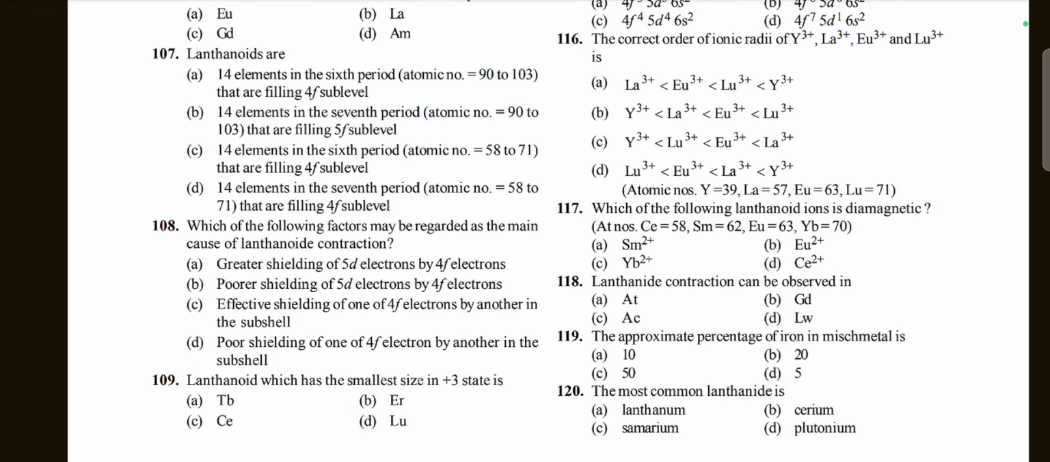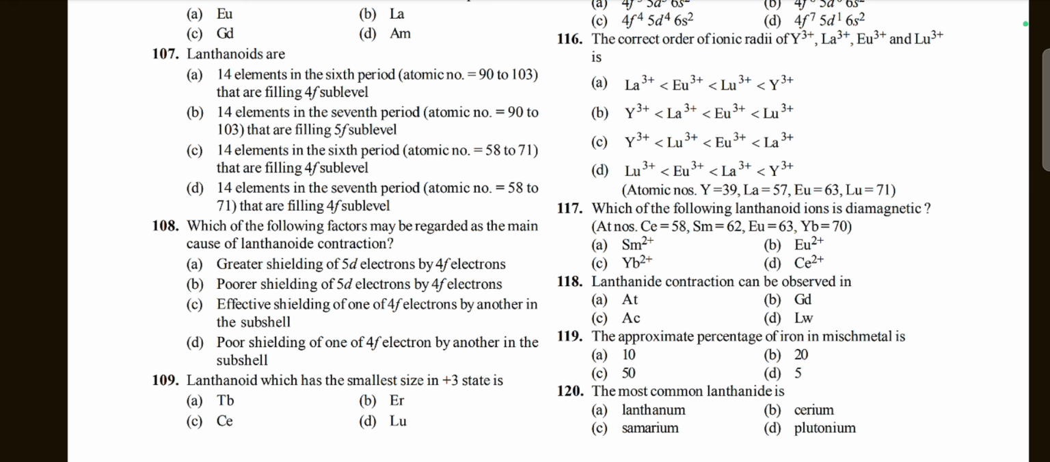Lanthanoids are 14 elements in the 6th period, atomic number 58 to 71, that are filling the 4f sublevel. Option C will be correct. The 58th element is cerium and the 71st element is lutetium. Which of the following factors may be regarded as the main cause of lanthanoid contraction? Poor shielding of 5d electrons by 4f electrons. Option B will be the answer.